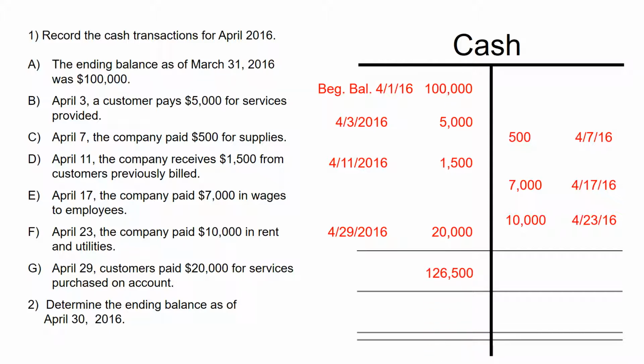And the total of the debits is $126,500. The total of the credits is $17,500. To determine the ending balance in the account, you take the difference between these subtotals. So the ending balance in the account as of April 30th, 2016 would be $109,000.